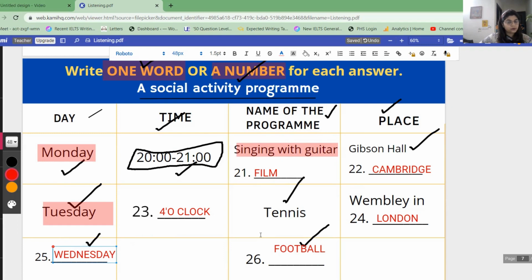So here initially they started with the Monday, and the girl talked about singing with guitar. However, the boy was talking about another event, that was film. And in a single line he said Cambridge and film both. So these are the answers. After that, they talked about Tuesday tennis, 4 o'clock, and then London. And then later they talked about what is the program on Wednesday, and it was football.